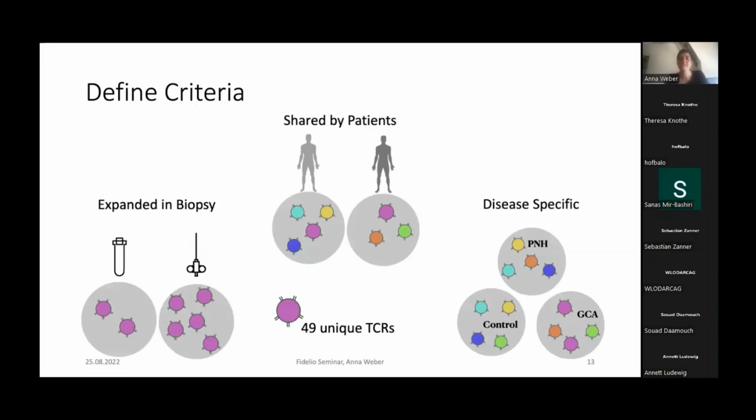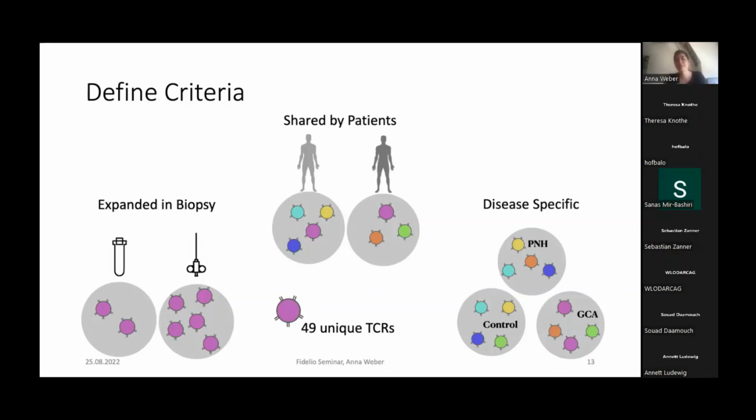The first is that the T cell receptor is supposed to be expanded in the biopsy. So I really want to look at those receptors that we find in the biopsy samples at the site of the inflammation, because I think that makes it more likely that the receptor is really involved in the disease. Then, of course, I want it to be shared by patients. If just a single patient exhibits this receptor, then I don't think it's a major factor in the disease. I want to look at those that the people have in common.